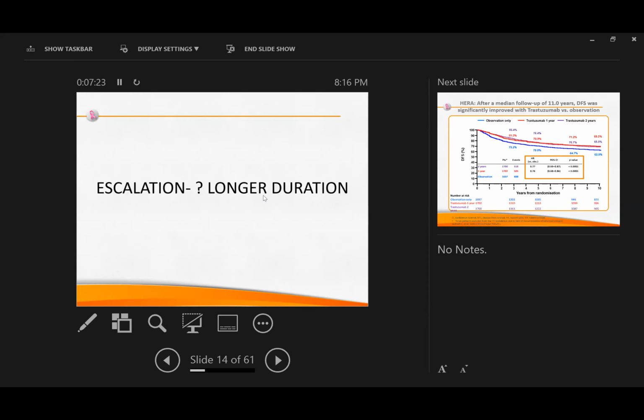The other agent which people do use in the West in terms of adjuvant treatment is neratinib. So again, a similar subset of patients. We know that neratinib has been used in the metastatic setting in HER2 positive breast cancer.